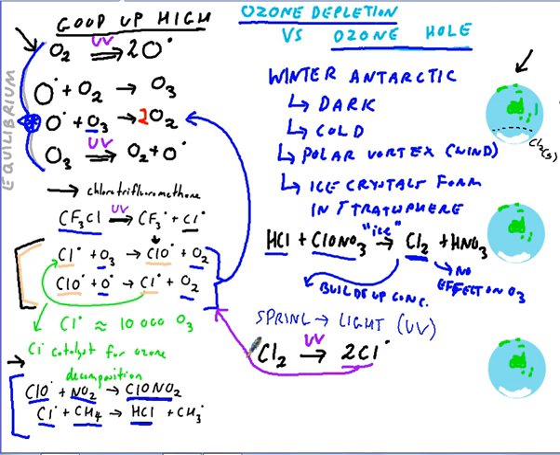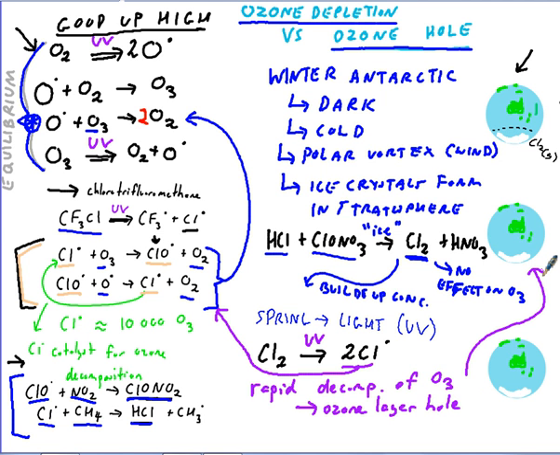And so very rapidly we have a rapid decomposition of ozone all at once in the spring, which leads to the ozone layer hole. But that ozone layer hole is restricted to the Antarctic, where that chlorine gas was accumulated.